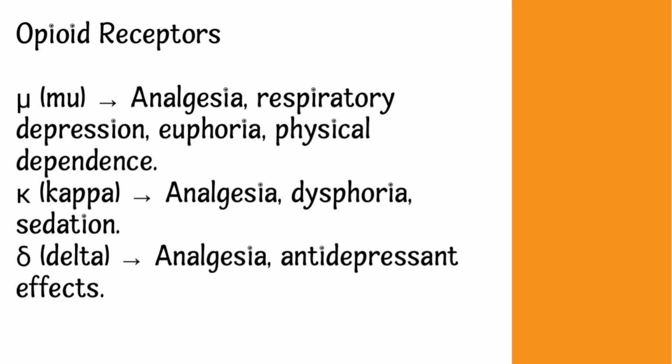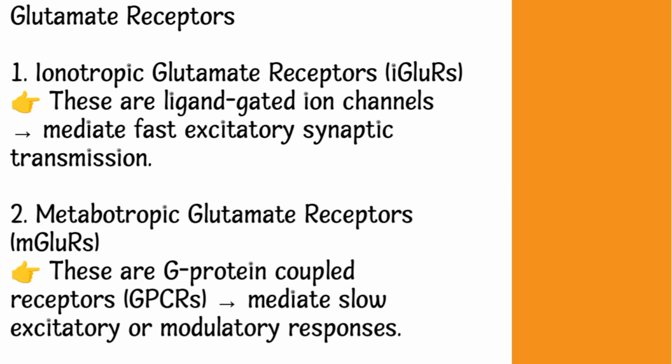So as you can see, all opioid receptors have one thing in common. They carry out analgesia, that is a condition whereby the person doesn't feel pain because he has taken a particular drug. So the last group of receptors we'll be looking at today are the glutamate receptors. Not so common, but they're important.